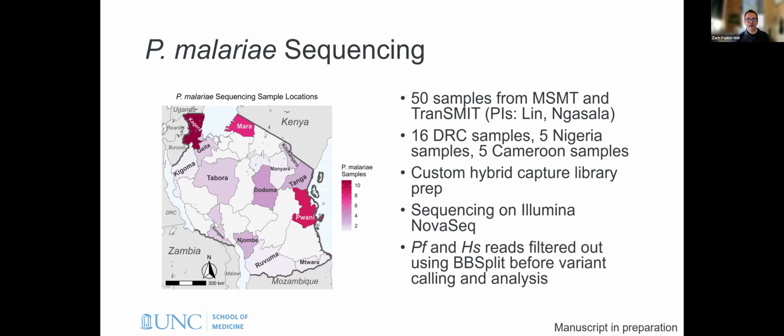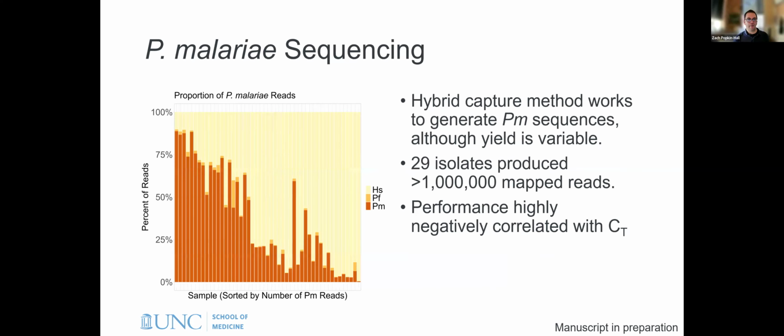So to process these samples, we did a custom hybrid capture library prep to enrich for PM sequence as opposed to PF or human, since these are blood samples. And then we sequenced them on an Illumina NovaSeq platform here at UNC. I used a bioinformatic pipeline that filtered out PF and human reads using this tool called bb-split before I did variant calling and analysis.